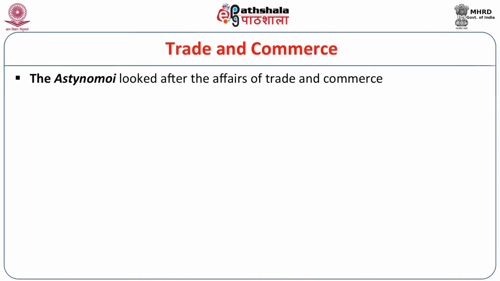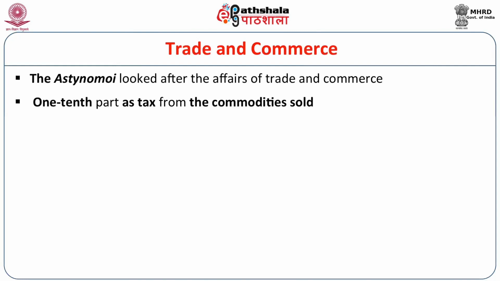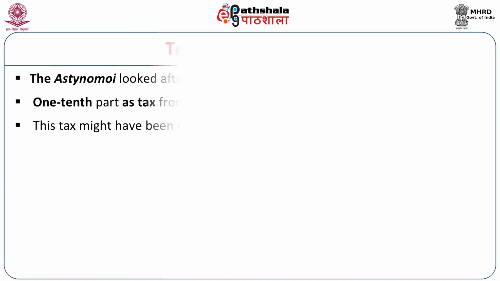The astronomy looked after. Again, they constituted very high ranking officers. The astronomy looked after the affairs of trade and commerce, and collected 1/10 part as tax from the commodities sold. Whatever commodities were sold in the market, 1/10 part was charged as king's tax for the state.